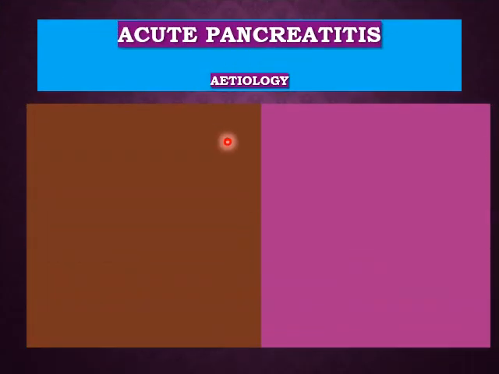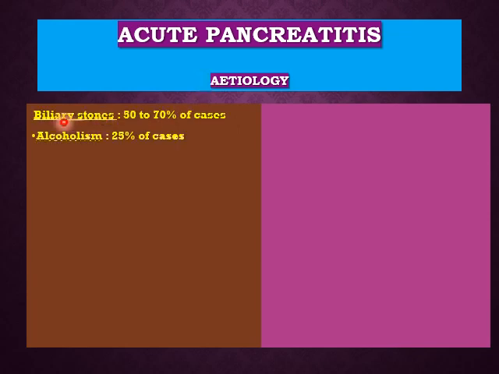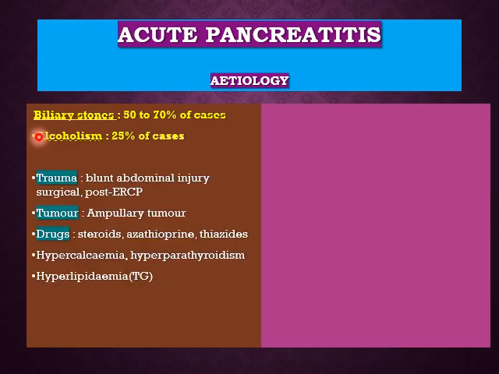Next, we come to the etiology of acute pancreatitis. The two most common causes are biliary stones, which account for nearly 70% of cases, and alcoholism for about 20% of cases. Other important causes include trauma, blunt abdominal injury, and surgical trauma such as post-ERCP.